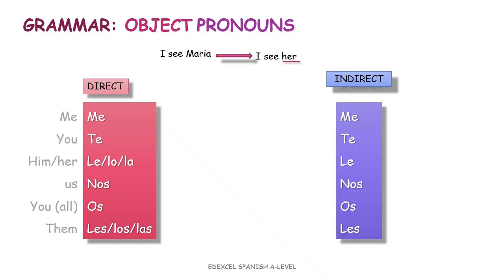The indirect object answers to whom or for whom the action is done. The pronouns are me, te, le, nos, os, les. Notice that for him or her is just le, and for them is les, no option here.